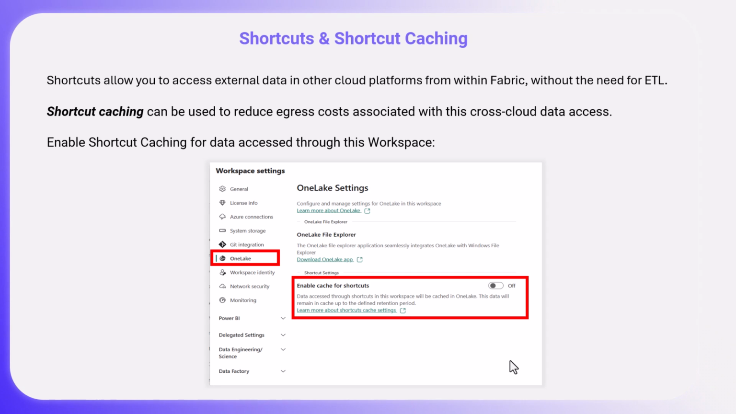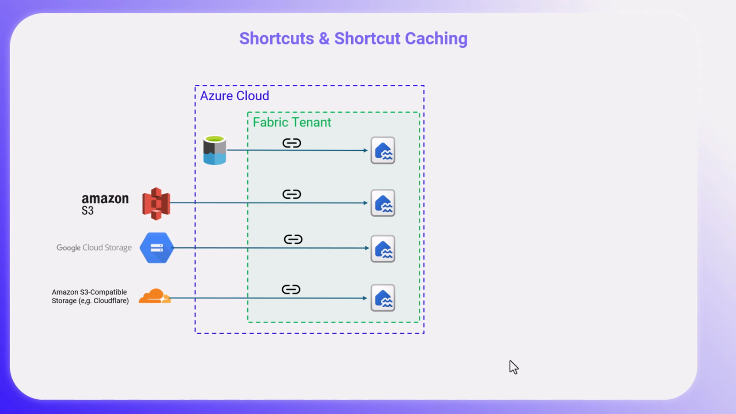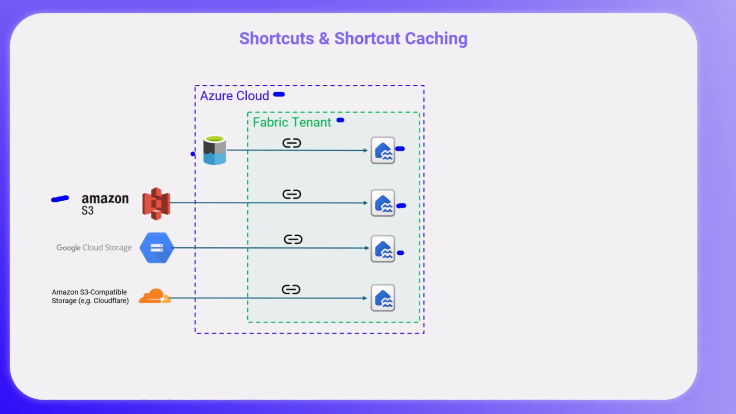Now, this can be enabled for a workspace, right? So all of the shortcuts that are created within that workspace to external platforms are going to be using this caching. So this is what this might look like. You're in your Fabric tenant, which is of course in the wider Azure cloud. And you've got a set of lakehouses here, and you've set up a number of shortcuts from AWS S3, Google Cloud Storage, ADLS Gen 2 as well, which is kind of inside the cloud. It's not an external provider.